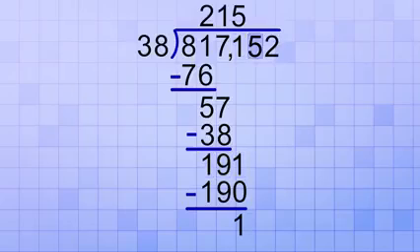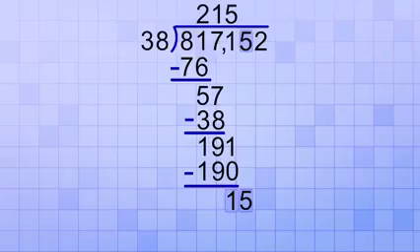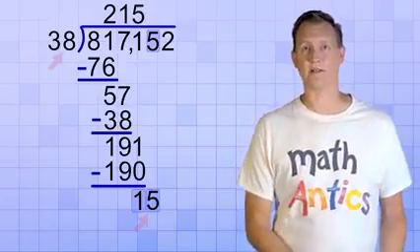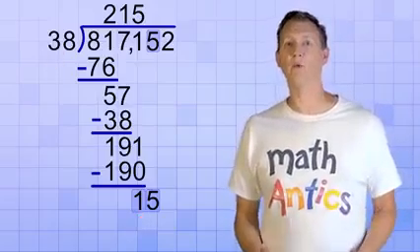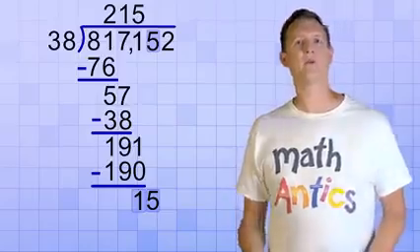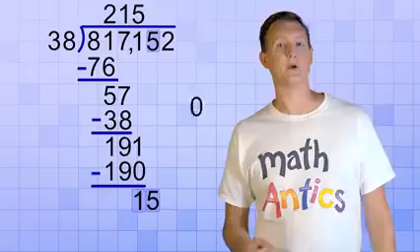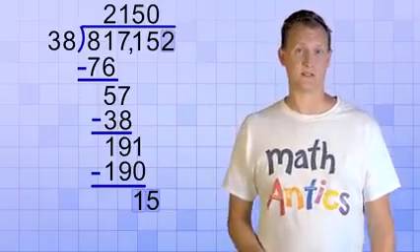Moving on, we bring down a copy of our next digit and ask how many 38s will it take to make 15? Uh-oh, 15 isn't big enough to be divided by 38. But don't worry, we already know what to do when this happens. Whenever we're trying to divide a bigger number into a smaller number, we just put a 0 in the answer line and move on to the next digit.